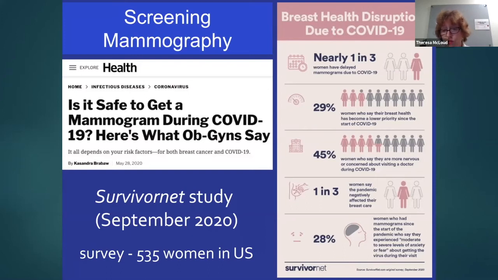45% were more nervous and concerned about visiting a doctor, and this is not in a hospital setting where there are COVID patients, but just afraid maybe there'd be COVID patients in the waiting room or whatever. 1 in 3 women say the pandemic negatively affected their breast care, and 98% of women who had mammograms since the start of the pandemic say they experienced moderate to severe levels of anxiety or fear of getting the virus during their visit. And it didn't really separate out where the visit was, but I'm sure a lot of those were outpatient centers.